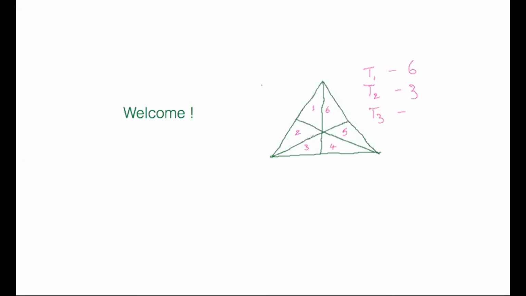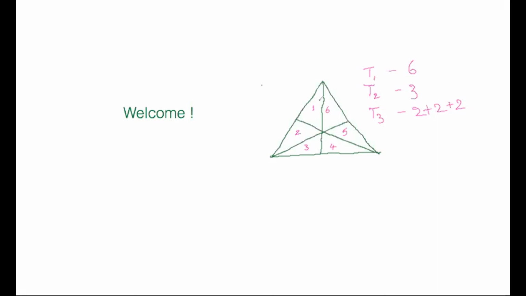2, 3, 4 is a triangle. 3, 4, 5 is a triangle. 5, 6, 1 is a triangle. So how many such triangles possible? 1, 2, 3 and 4, 5, 6, 2 triangles. Plus 3, 4, 5 and 2, 1, 6, another 2 triangles. Then what we have is 5, 6, 1 and 2, 3, 4. That's another 2 triangles. See that? Now 3 pieces, so total 6.